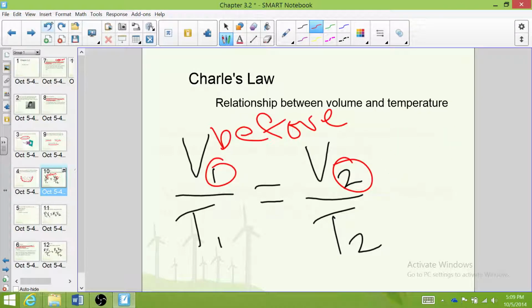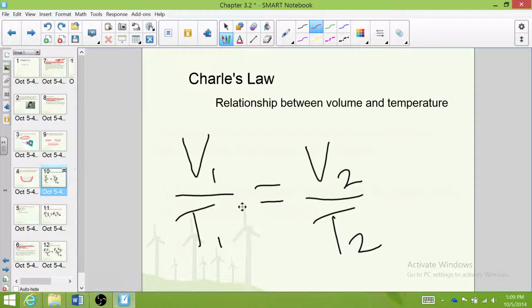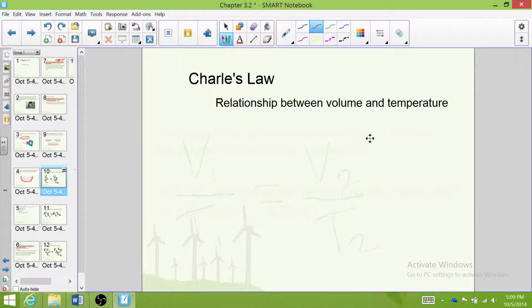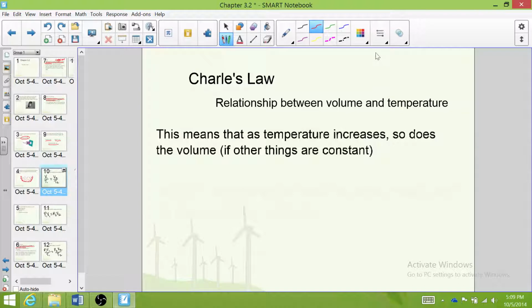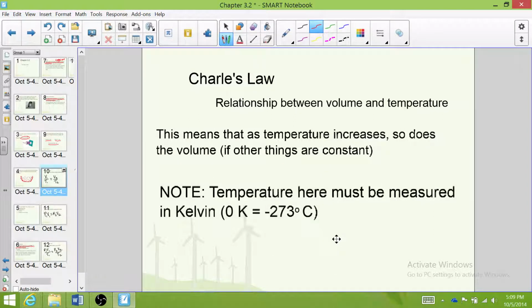Now what this means in words, which some of you might have a hard time interpreting, is that if the temperature increases, so does the volume, if the other things are constant. Or the other way around, if the volume increases, so does the temperature. So that means if one goes up, the other goes up. We call this directly proportional. And there's a note to this one.